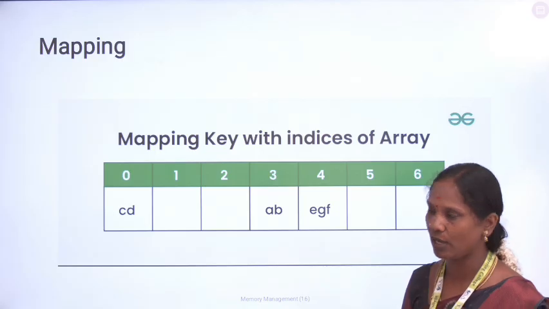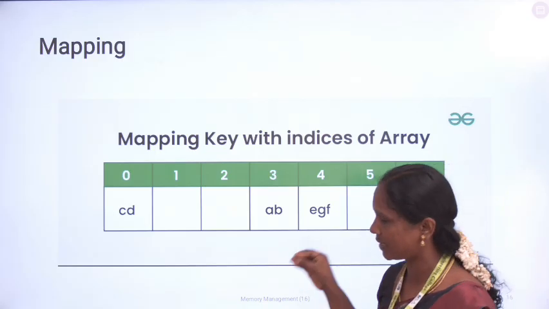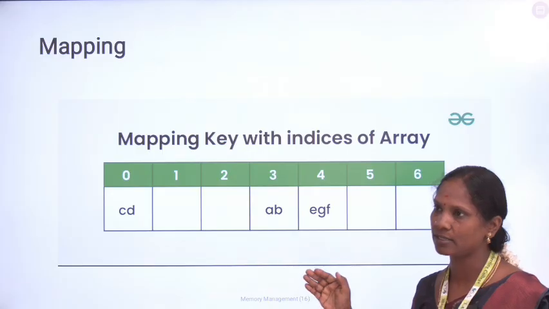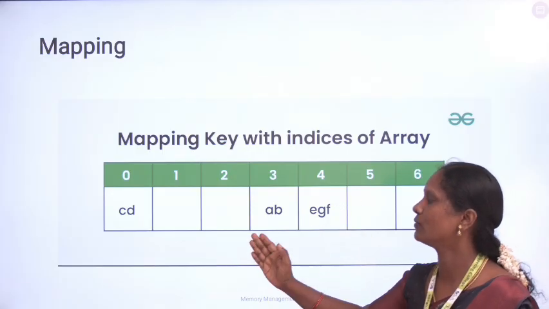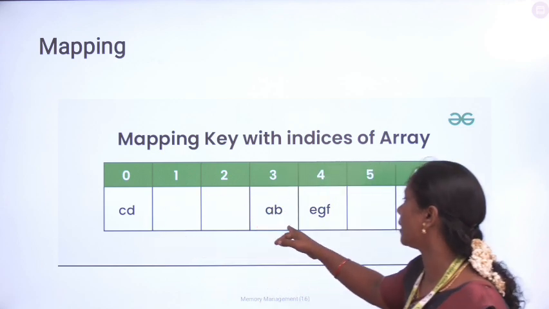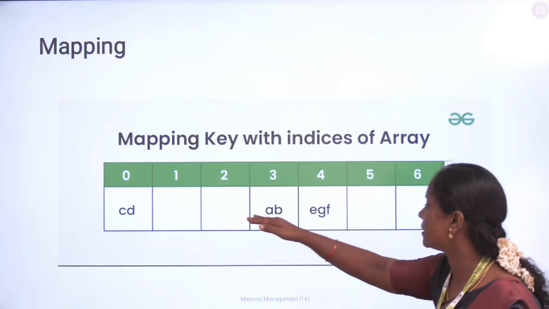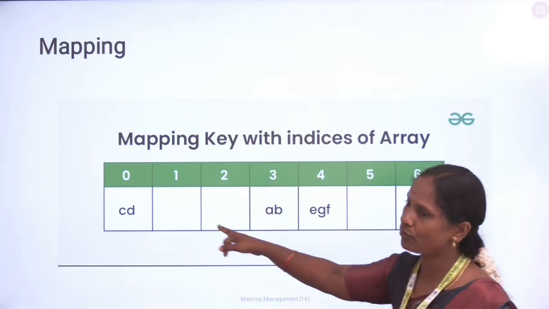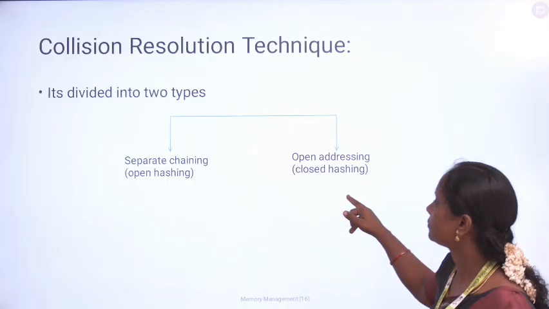See, we have some values. That value should be stored in the array. Based on the index value we can store the value. If we have index 0, the values are CD, and then AB, and then EDGF. So these are the index values, and these are our reference values.